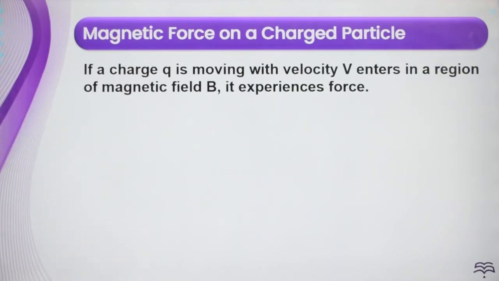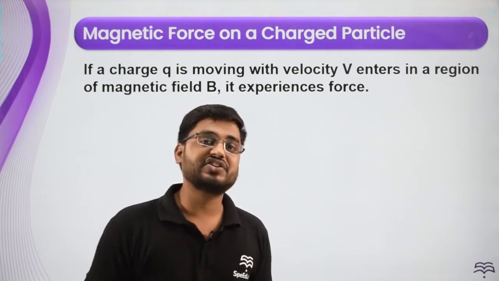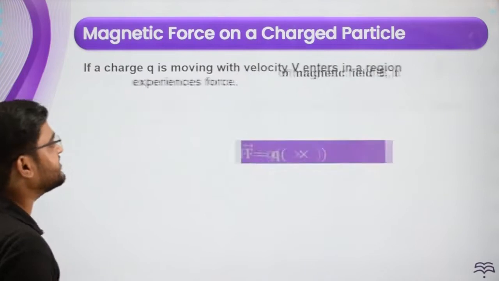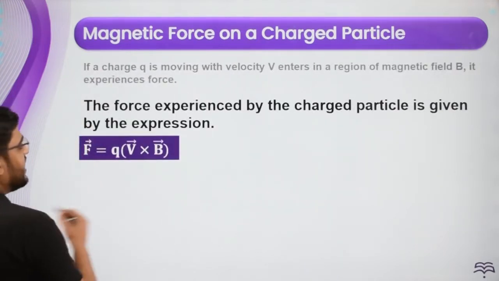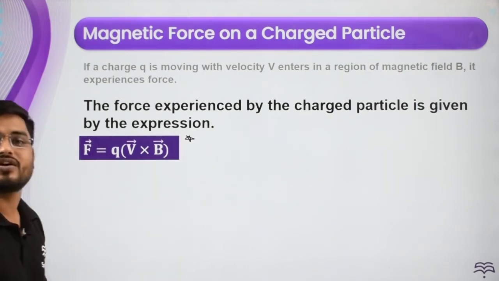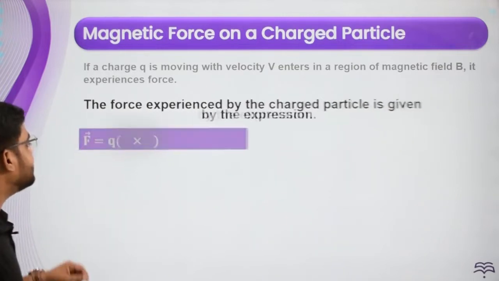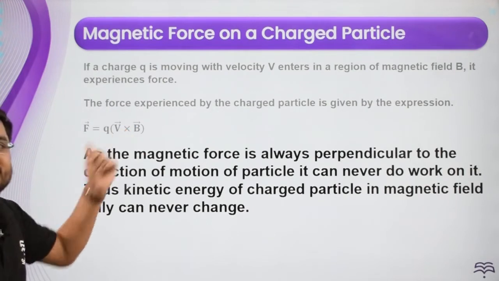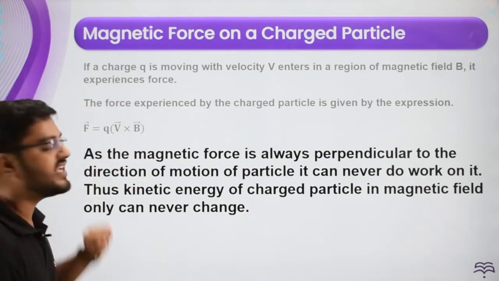If a charge Q moving with velocity V vector enters a region where the magnetic field is B, then it will experience a force. This force is given by this expression, and this expression is important. Force is given by Q V cross B. What does that mean? That means the direction of this force is perpendicular to V as well as perpendicular to B. So it is going to be perpendicular to the V vector as well as the B vector.